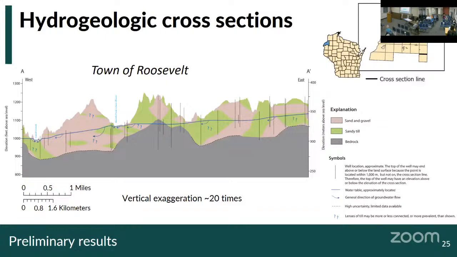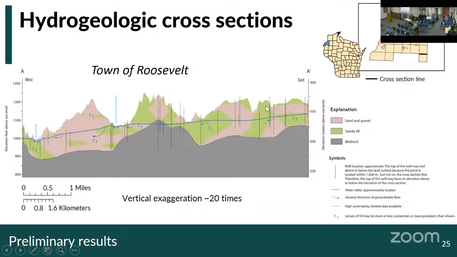Okay, so now I'm going to show a couple of cross sections, and Elmo actually covered a lot of this for Trade Lake already, but this is for town of Roosevelt. So the geology over there is a little bit different. This is in the southeast part of the county. And you know, it kind of looks like we have mountains here in Burnett County.